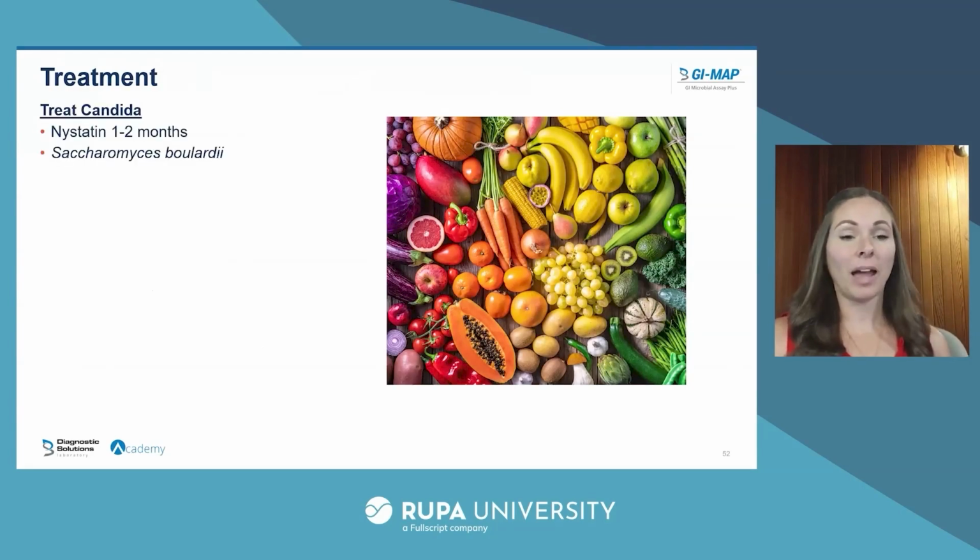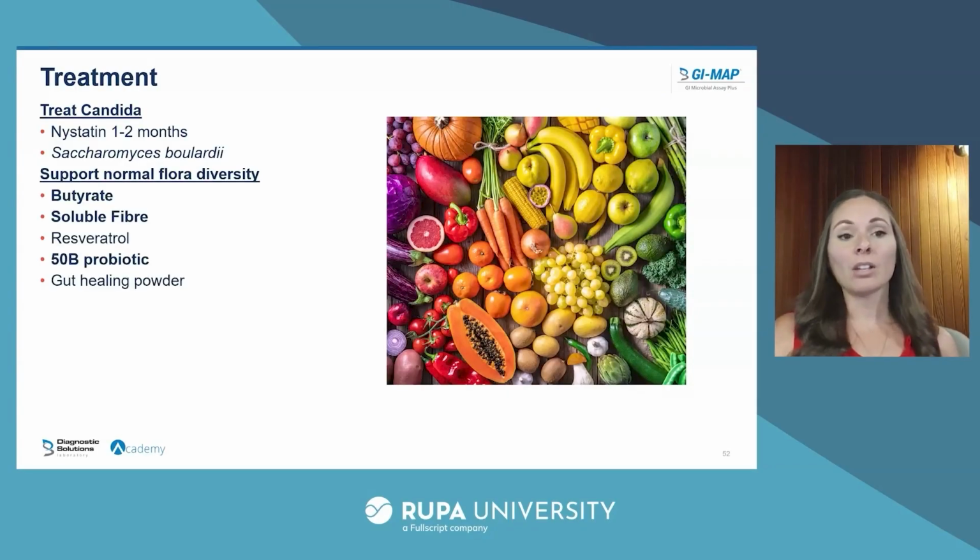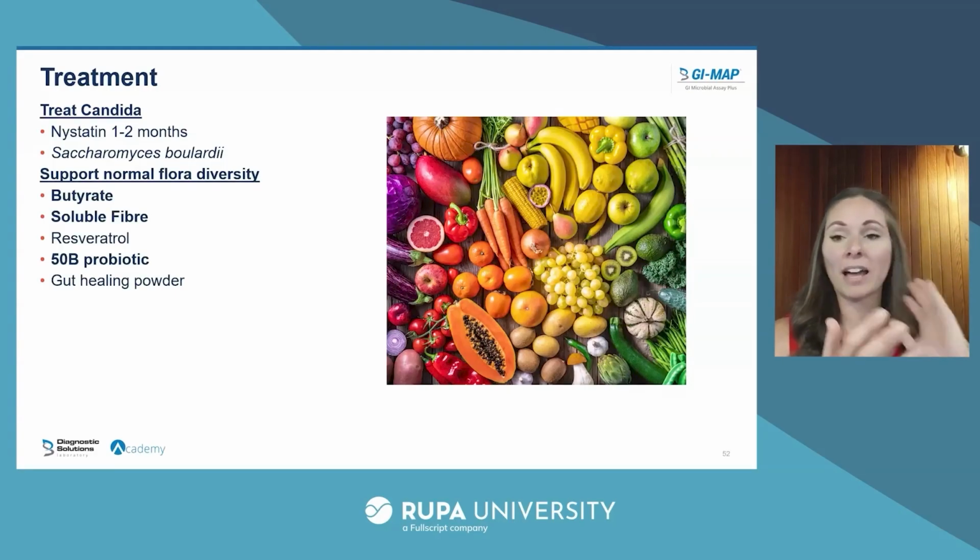So for treatment, starting with nystatin, the timing depends on how the patient's responding and what their symptoms are doing. I always include Saccharomyces boulardii in my Candida treatment. We've got tons of great literature showing that it helps to outcompete that Candida, so it's a great addition. And then supporting the normal flora diversity. Again, if I was just looking at the GI map in this scenario alone, I would have had support in there, but it may not have been this robust.